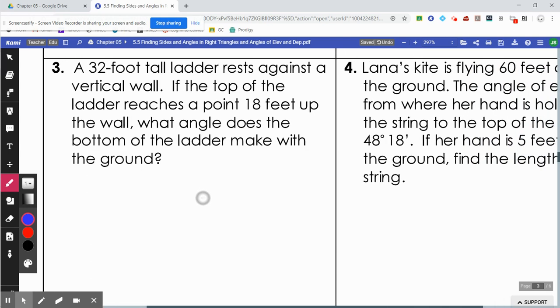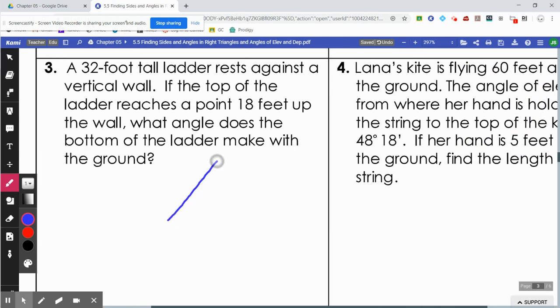A 32-foot ladder rests against a vertical wall. So let's draw us a right triangle. So here's my ladder right here. It's 32 feet long. It's resting against a wall. If the top of the ladder reaches a point 18 feet up the wall, then what angle does the bottom of the ladder make with the ground? So we're talking about that angle of elevation there. We'll again call it angle A.